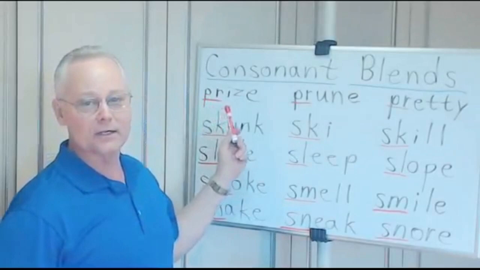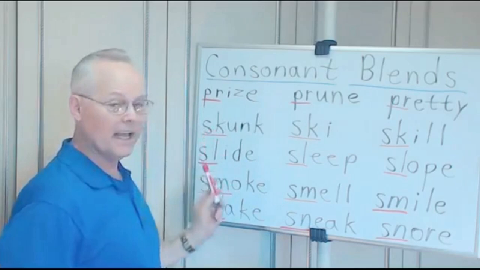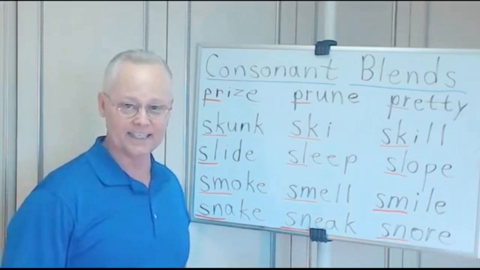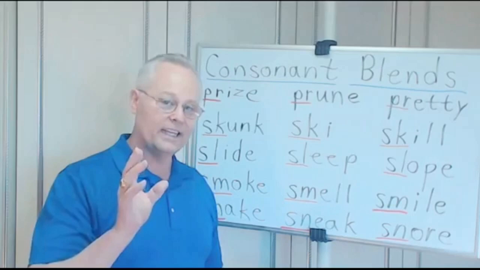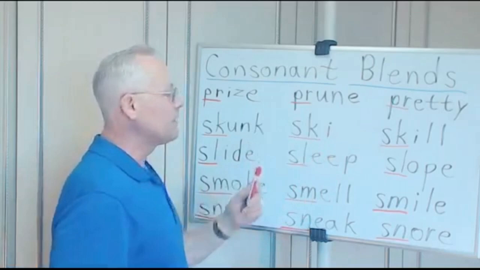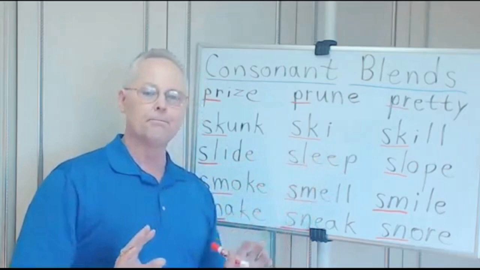Consonant blends. This time, we're going to look at the consonant blends PR, SK, SL, SM, and SN. Remember, consonant blends are two consonants that come together, blending their sounds. Knowing this helps you sound out words when you're reading so you know what the word is, and to pronounce them when you're speaking. You want to pronounce your words correctly, right?